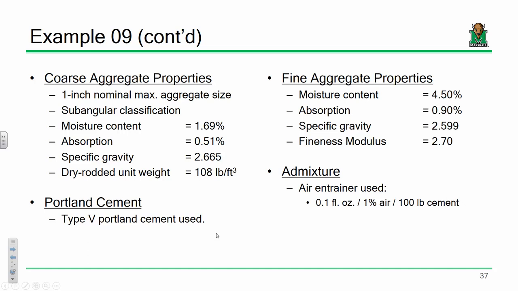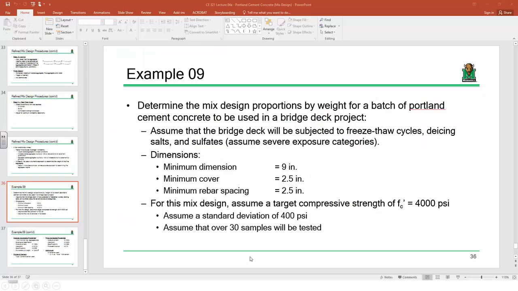So let's just get into it. Let's take it one step at a time, and let's get into this mix design. Remember, when it's all said and done, what we're after is how many pounds of coarse aggregate, how many pounds of fine aggregate, how many pounds of cement, how many pounds of water, and how much of any admixture we need to achieve 1 cubic yard. Ultimately, that will be the answer: our proportions.